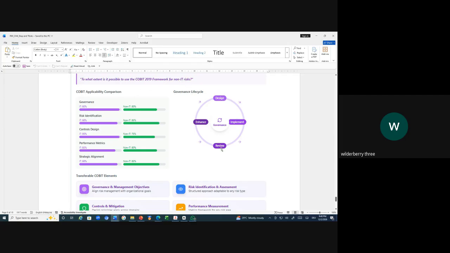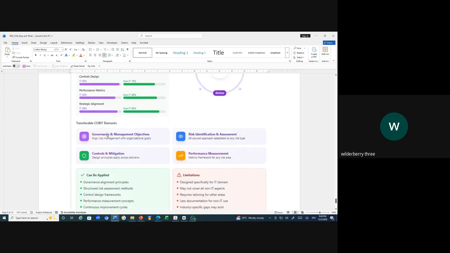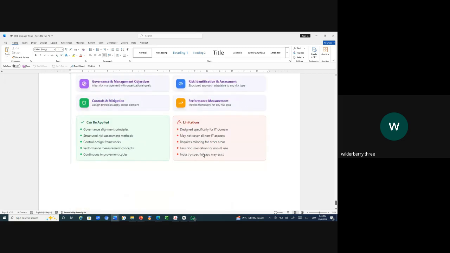Design, implement, review, enhance. That's in general the cycle of how you deal with governance. What are transferable elements? The governance and management objectives are transferable. Controls and risk mitigations are transferable. Identification and assessment are transferable, and performance management and measurement can also be transferred. It can be applied where there is governance, alignment, structured risk.